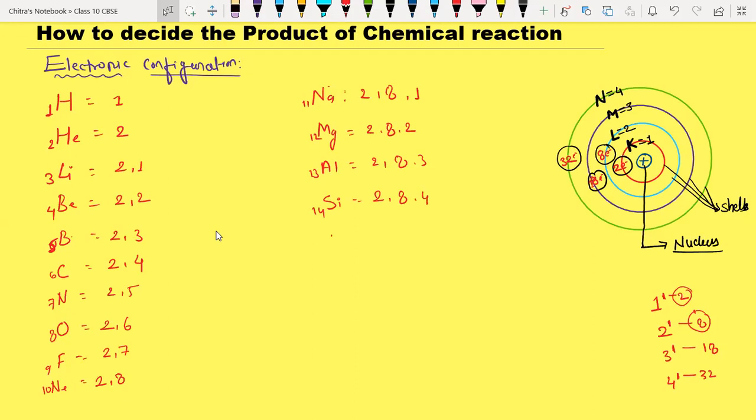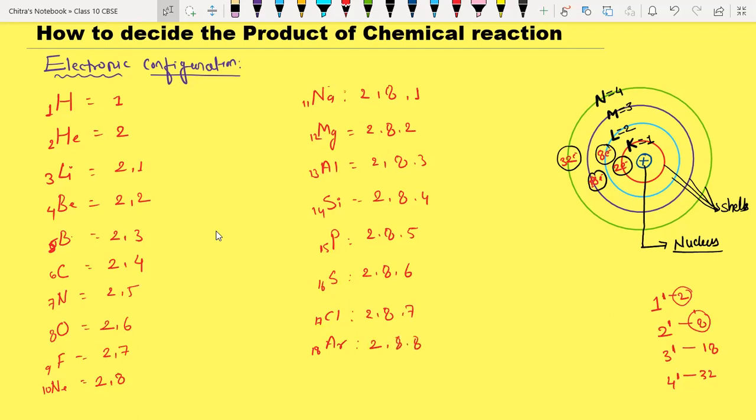After silicon, we have phosphorus. Its atomic number is 15, so 2, 8, 5 will be its electronic configuration. After phosphorus, we have sulfur, atomic number 16, so we have 2, 8, 6. After sulfur, we have chlorine. Its atomic number is 17, so it is 2, 8, 7. And then we have argon, atomic number 18, so its electronic configuration will be 2, 8, 8.